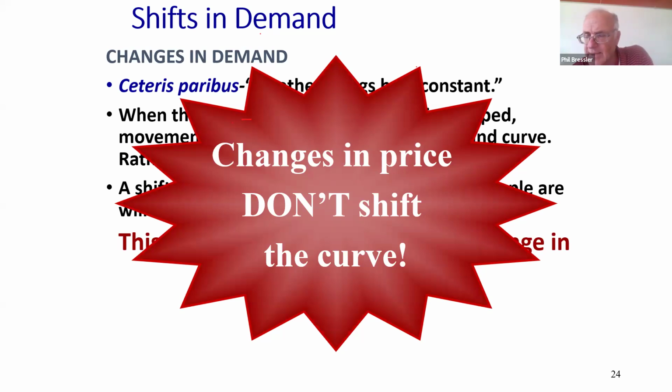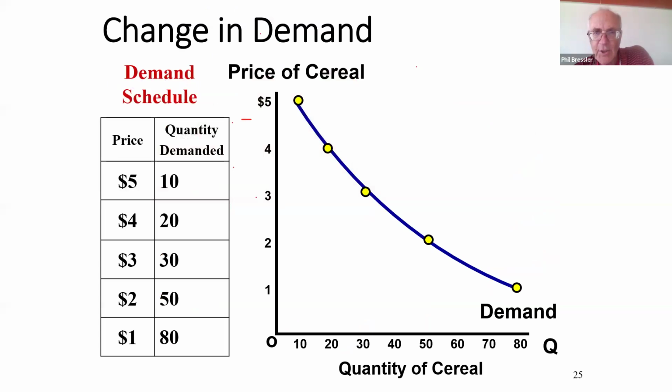When we say demand and quantity demanded, they're different. When we say change in demand, the curve shifts. When we say change in quantity demanded, we slide along the curve. And I'll show you that in a minute. So if I go from $5 to $4 and I'm going from 10 boxes of cereal to 20, that's a change in quantity demanded. I slid down the curve.